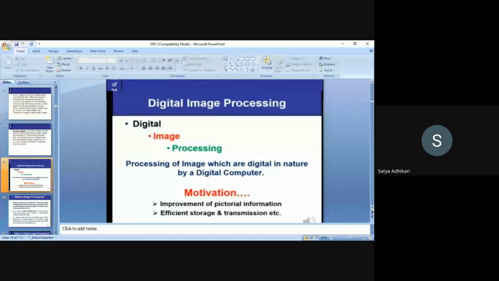Digital processing, we require it to improve the quality and for efficient storage. You can store it easily. Why? Because we reduce the size. हम size उसको घटा सकते हैं, बढ़ा सकते हैं. So that is why DIP is required.